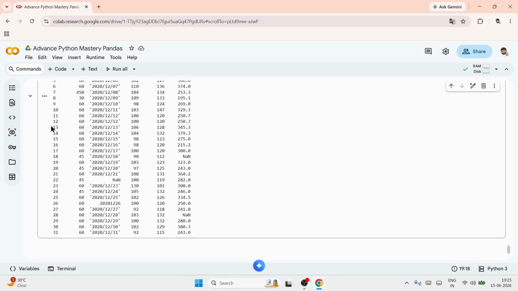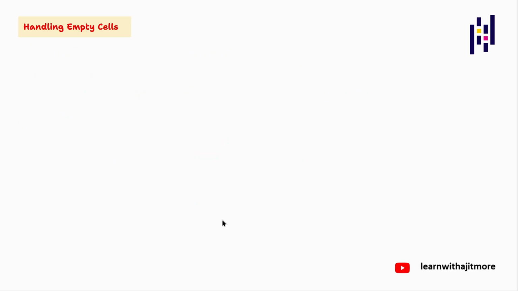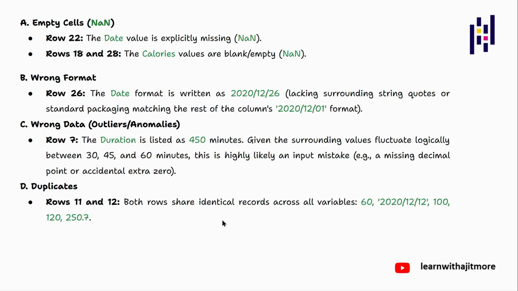Keeping the duplicates is going to affect your statistical output. So such duplicates are also to be removed. I hope you have identified records 11 and 12. Both rows share identical records across all variables. Variables means the parameters. Your first parameter is the duration, the next parameter is the date, then the pulse, the max pulse, then the calories. All are exactly the same.